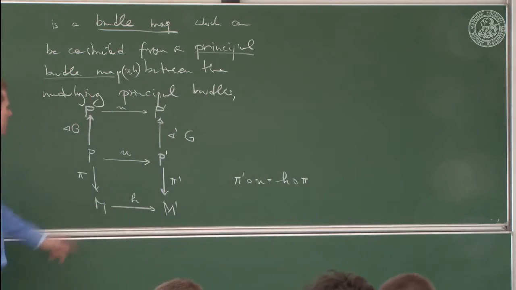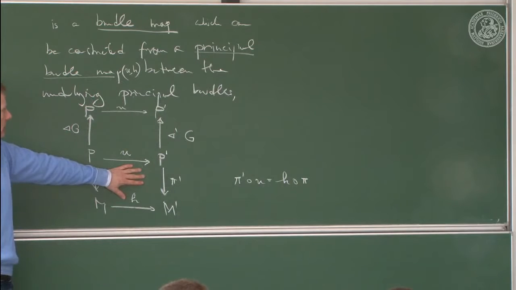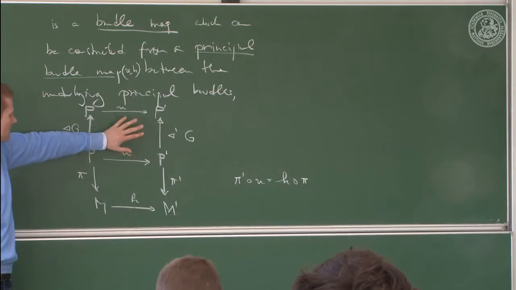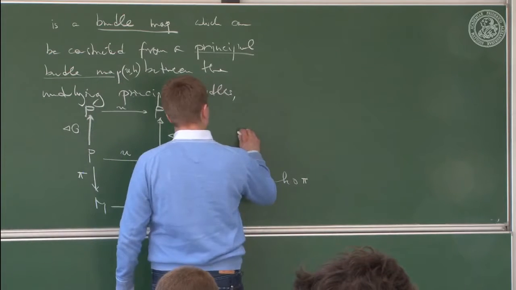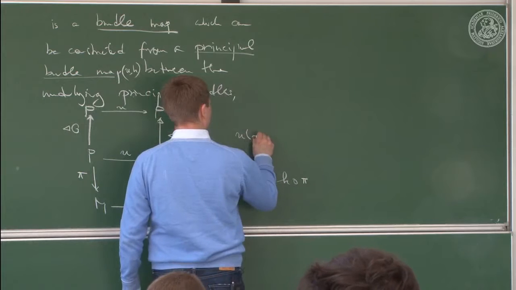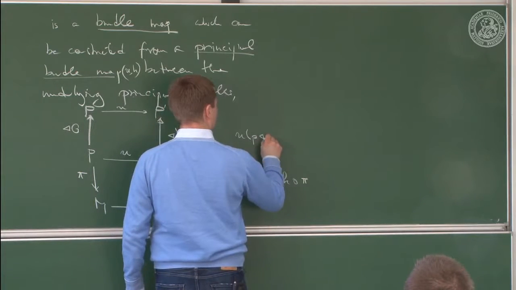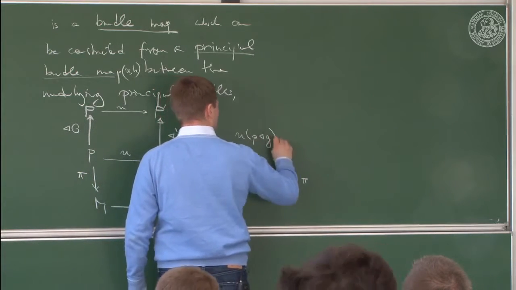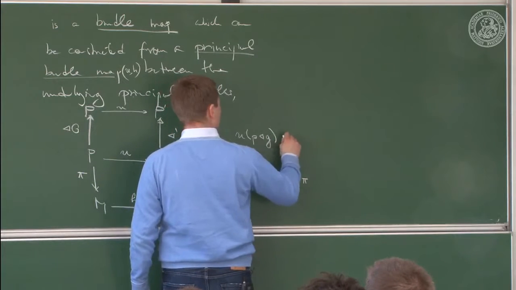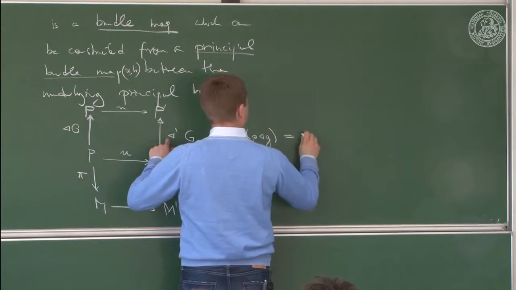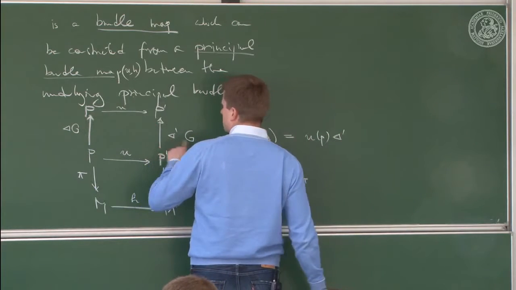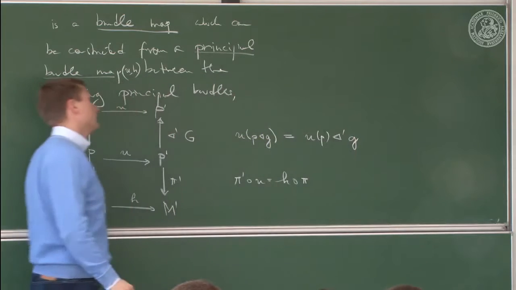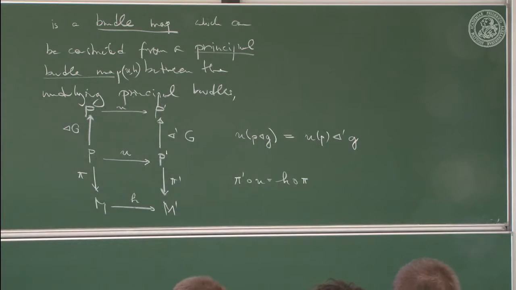Okay, that we get from here. And that would be a bundle map. This principal bundle map becomes a principal bundle map by also respecting this up here to commute. That means U of P acted upon from the right by the unprimed right action with a G is the same as first mapping with U and then using the primed right action of G, for all P in P and for all G in G.